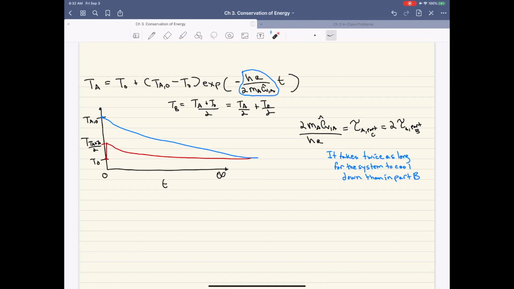And so once again, that's why it's useful to do the dimensional analysis and find opportunities to find these sorts of constants. Because this thermal decay time is just a ratio between thermal inertia and heat transfer. And so in part C, it's telling us that the thermal inertia is twice as significant in this situation than it was in part B.